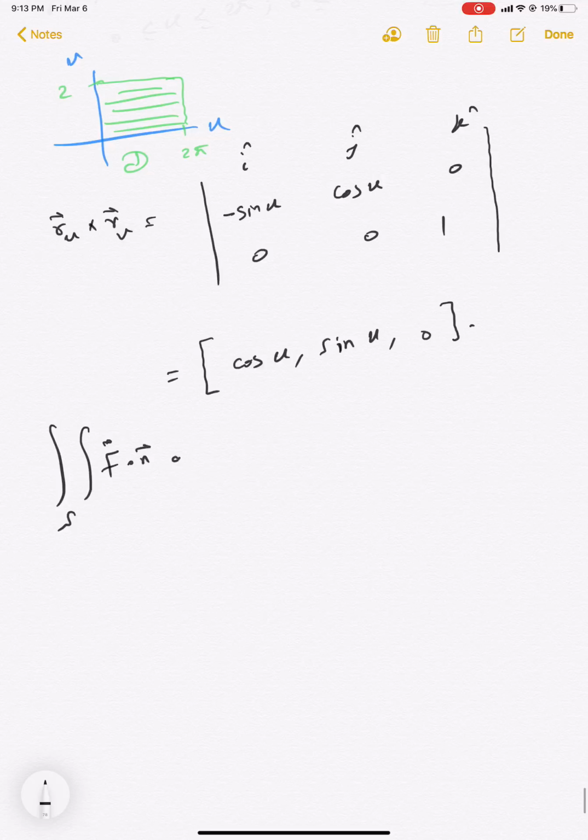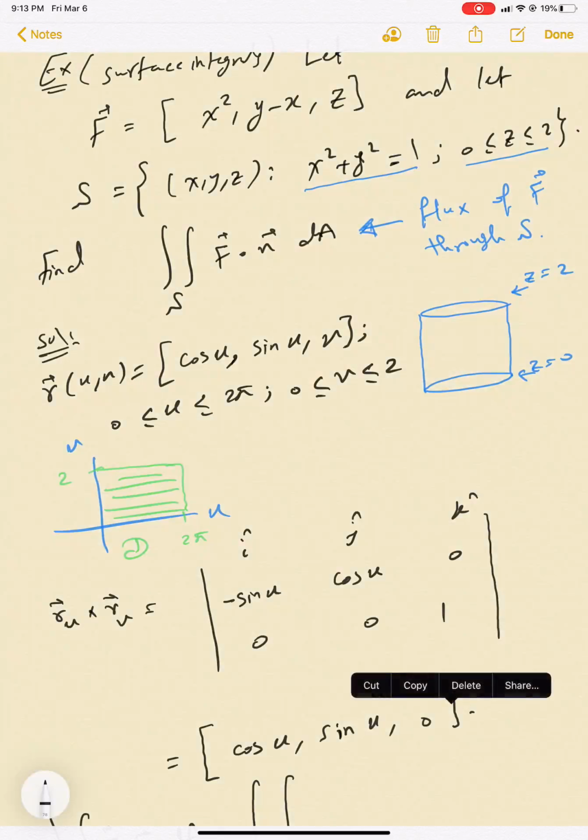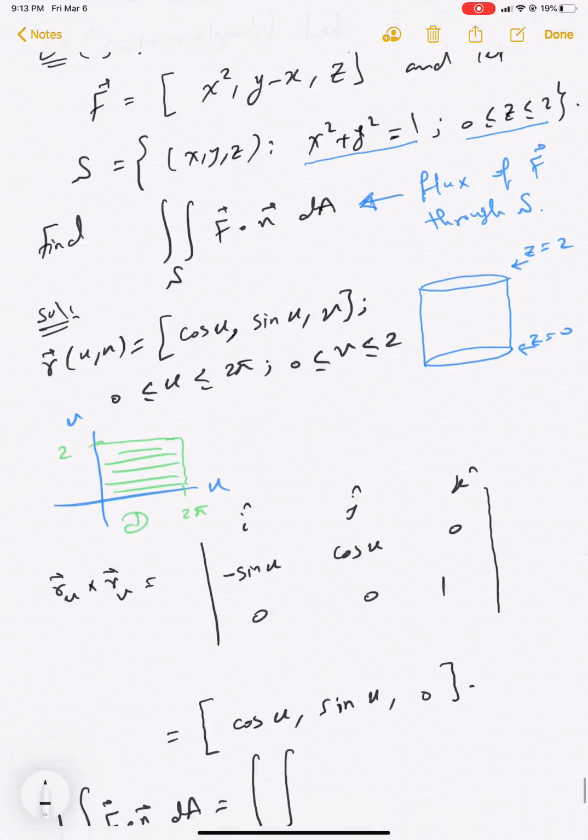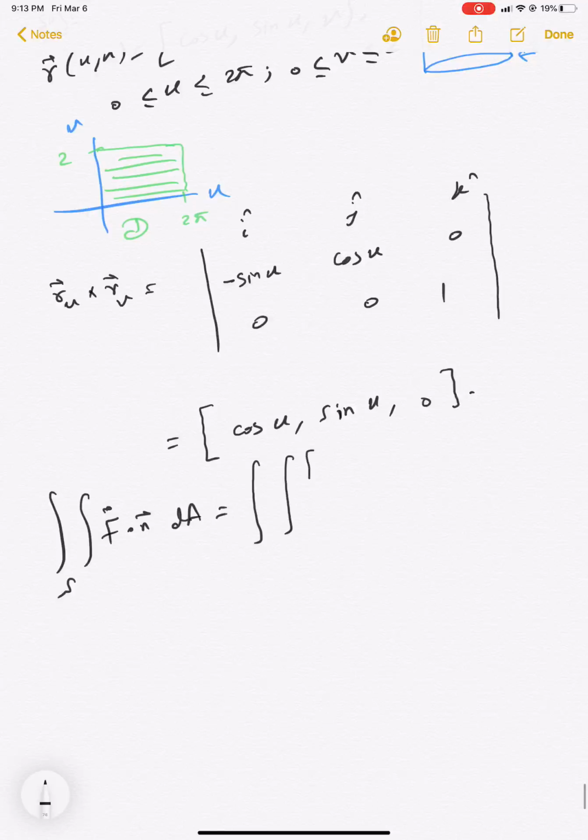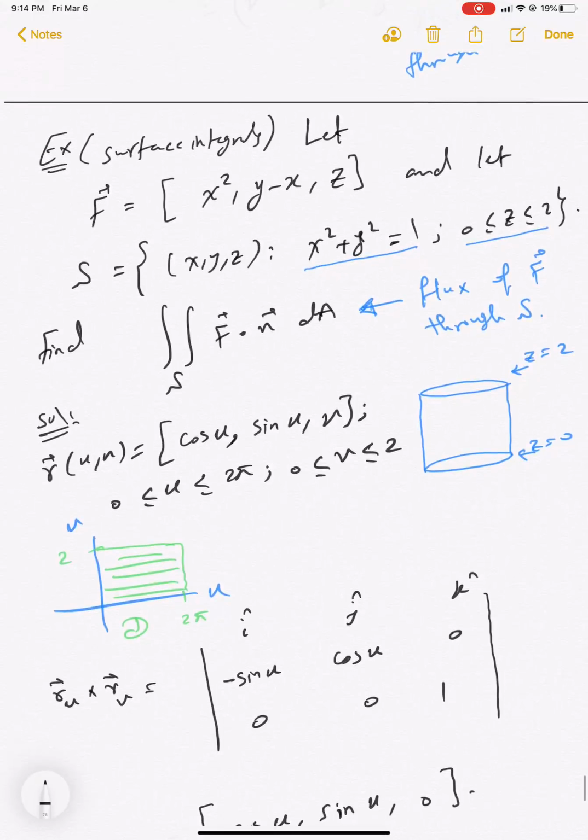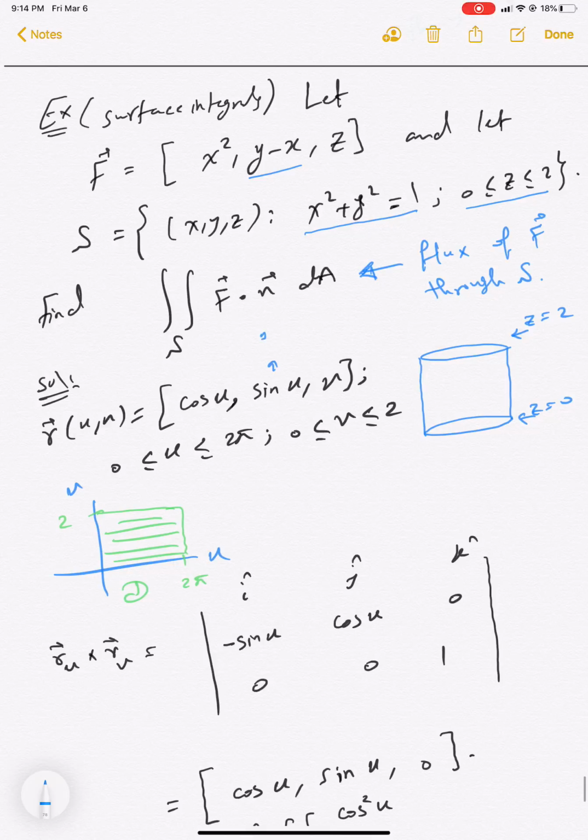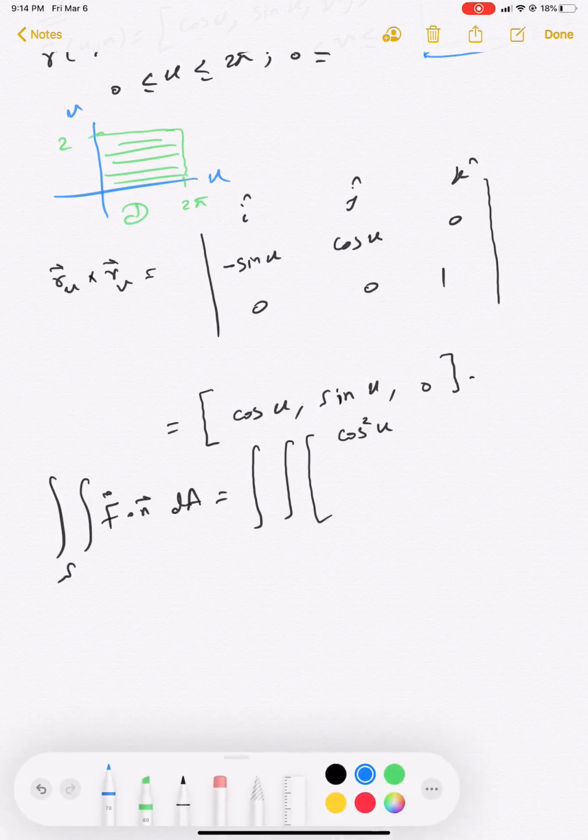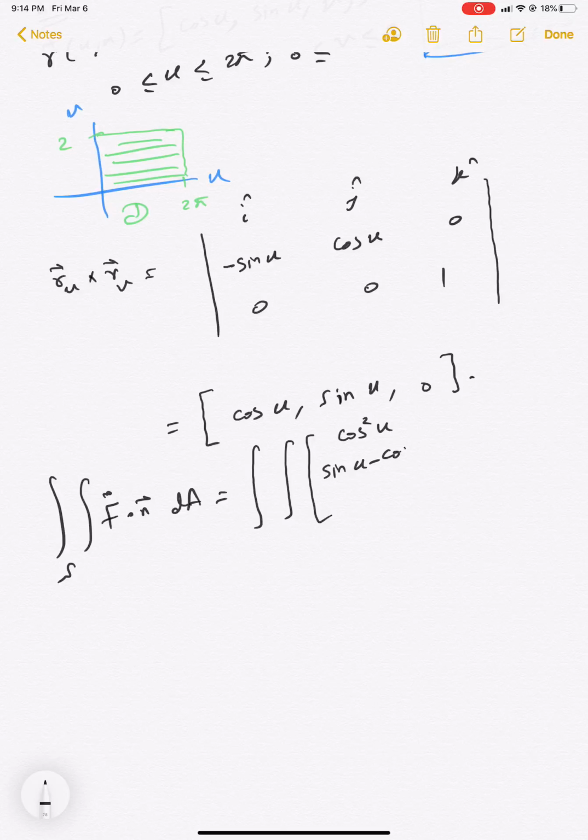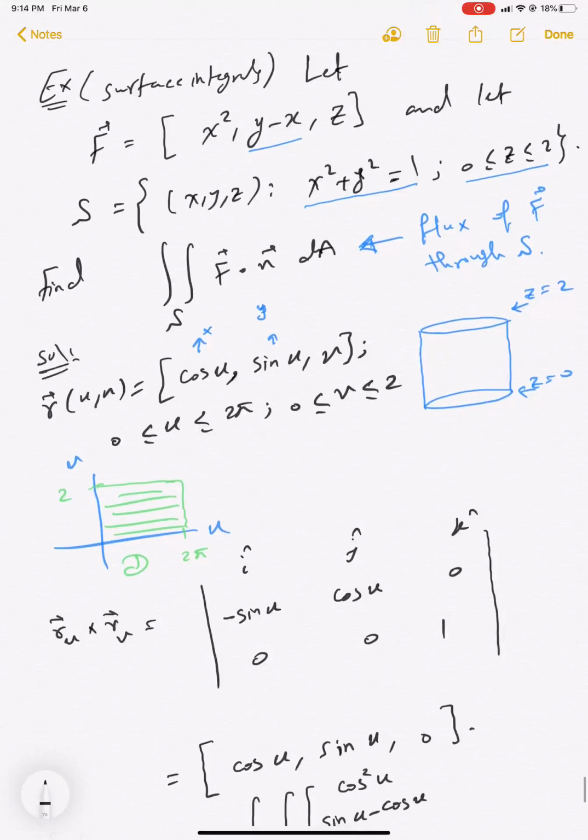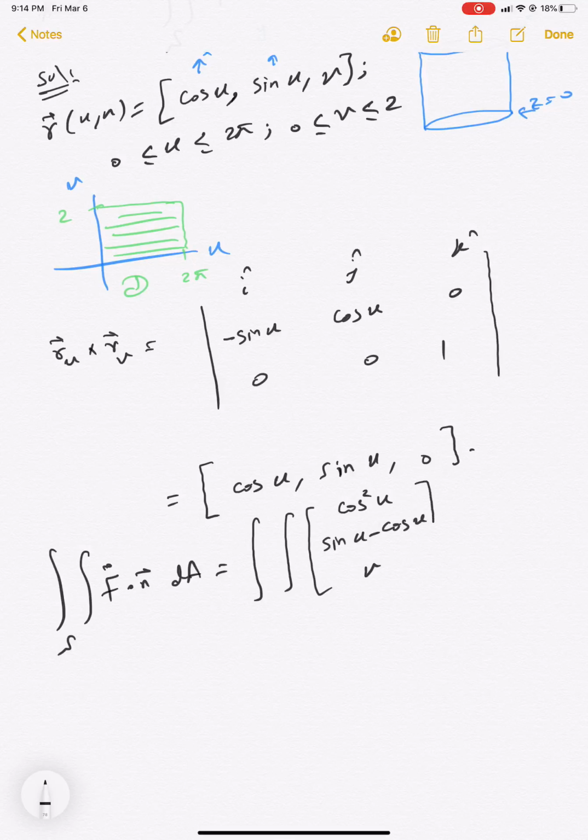So the surface integral is the integral. If you go back to f, this is my function f, you replace every x with what you have in your parameterization. So every x is replaced by cosine u, so x squared becomes cosine squared u. Then the y component of f is y minus x, so you go to your parameterization and say sine u minus cosine u. Then the third component of the function f is z, so you take z from your parameterization, which is v. All of this you dot with the normal vector, which is r sub u cross r sub v, that's cosine u, sine u, and 0, du dv.